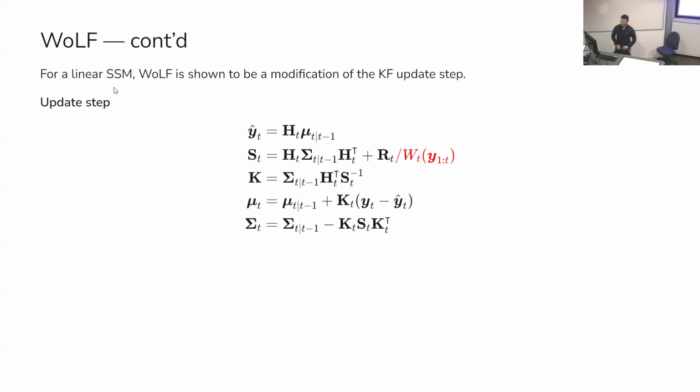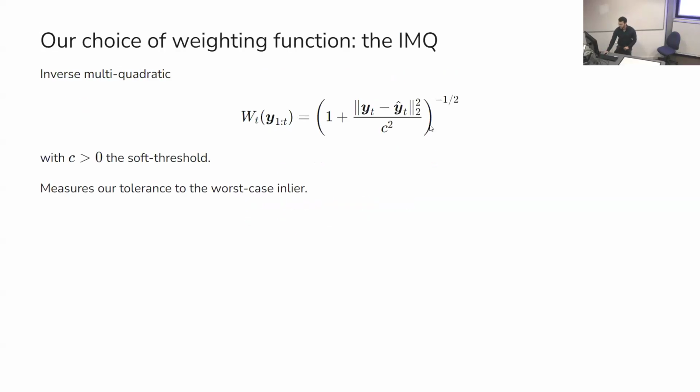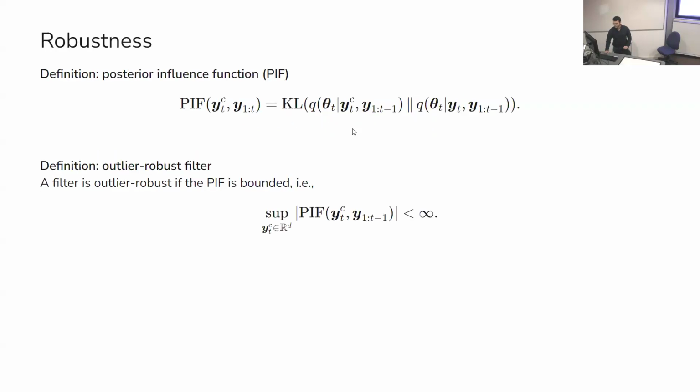So again, if the state space model is linear, it takes this form. And now the question is, which WT do I take? There are a few that we consider in the paper, but in this case we consider the IMQ weighting function, which simply downweights the observation in a polynomial manner rather than exponential. The way I like to think about it is that it measures our tolerance to the worst case scenario, given by this hyperparameter C. So I think about the worst thing I would hope happened, and then I can just set that to a C value. We see that W is really straightforward to implement. It's simply a measure of how far off my true observation is from what I'm predicting.